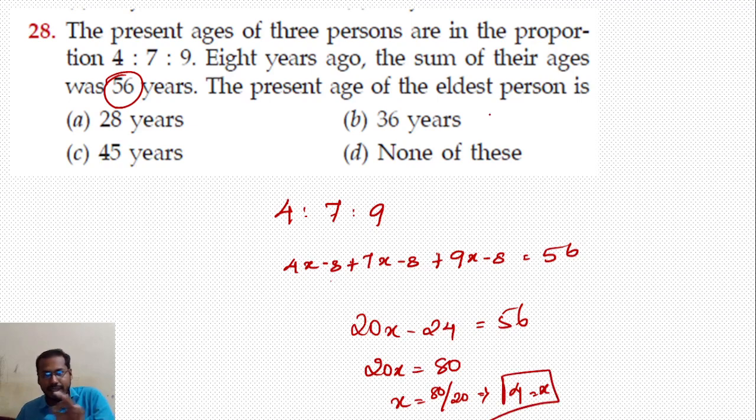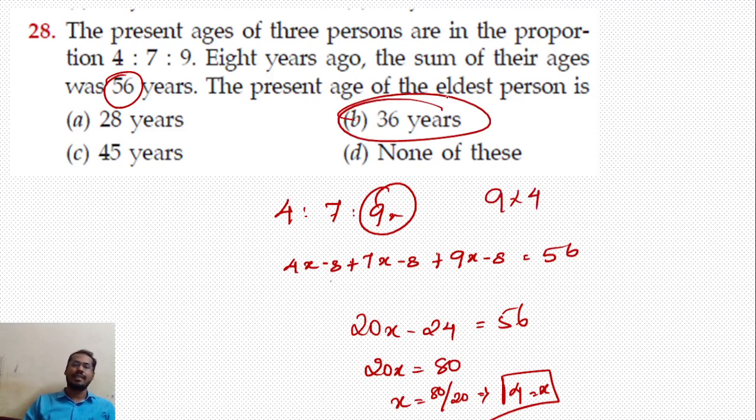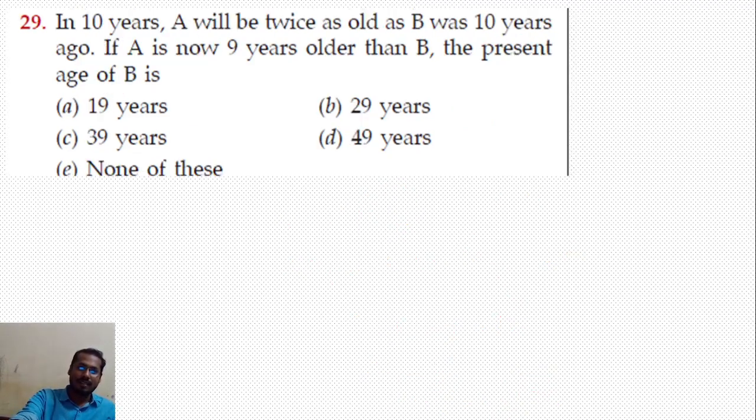Now the present age of the eldest person. The eldest person is 9 parts. So 9x, where x is equal to 4, means 9 into 4 is 36. That's the right answer. Is it clear? Just write it as it is. Right. Next question.